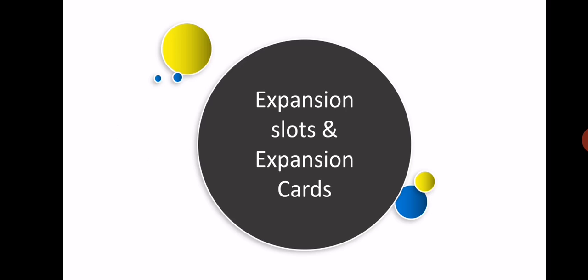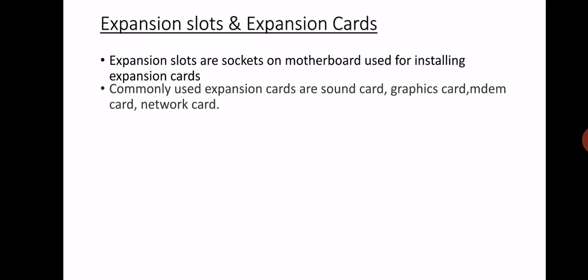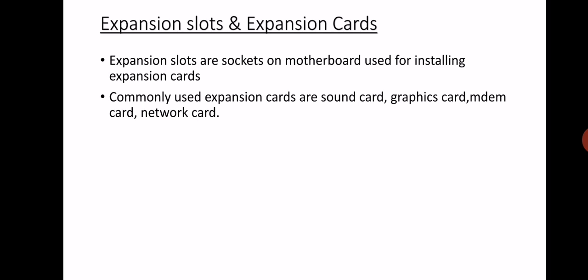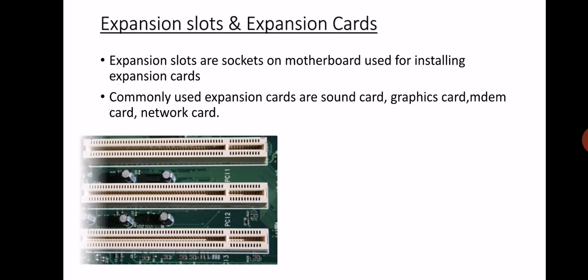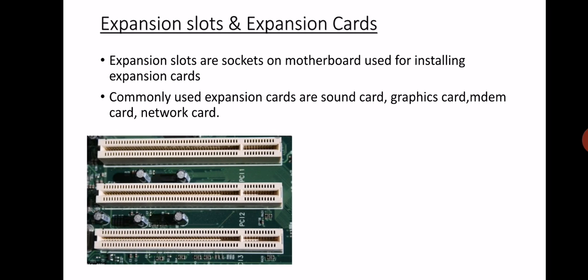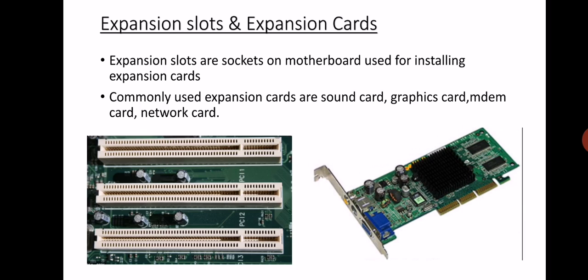Now, expansion slots and expansion cards. Expansion slots are sockets on the motherboard used for installing expansion cards. Commonly used expansion cards are sound card, graphic card, modem card, network card. Expansion cards are installed on motherboard to increase the features. Expansion slots look like this, and this is an expansion card.